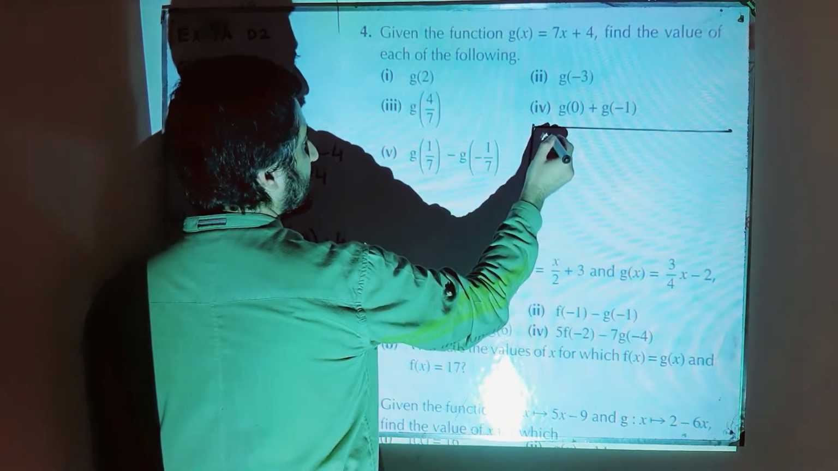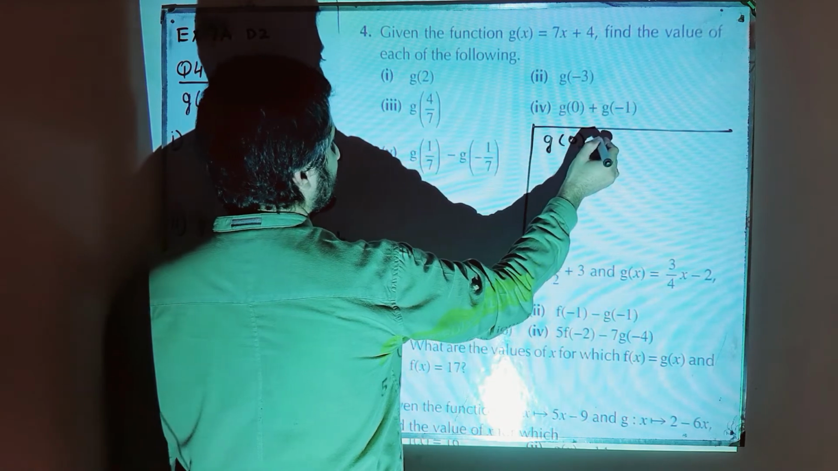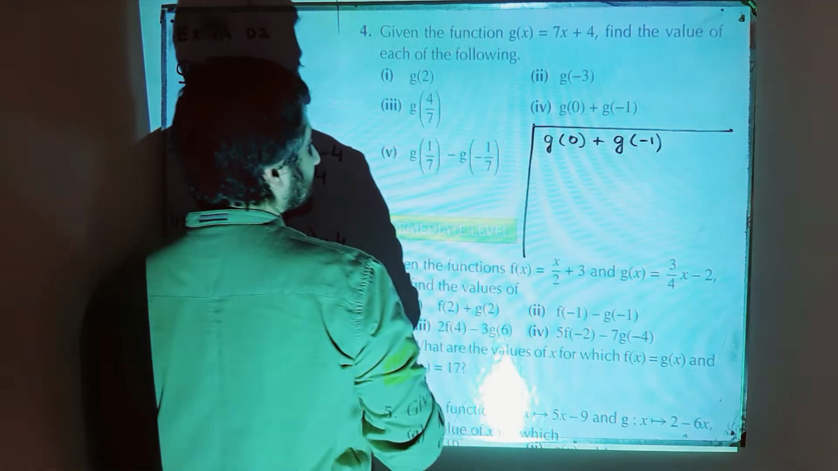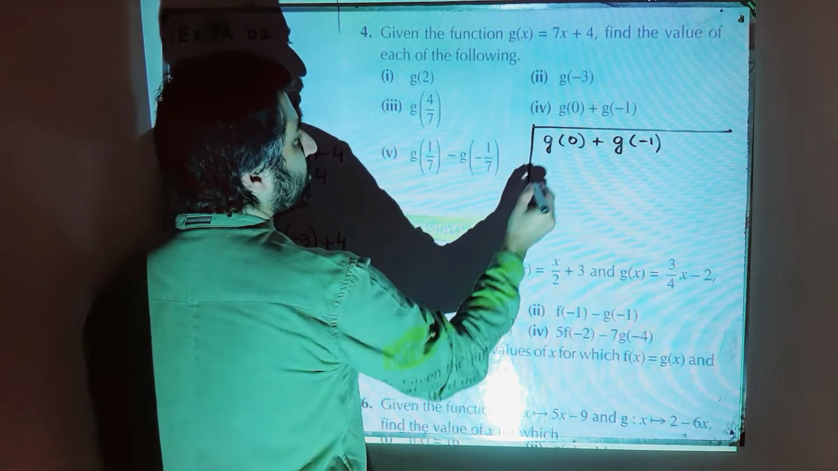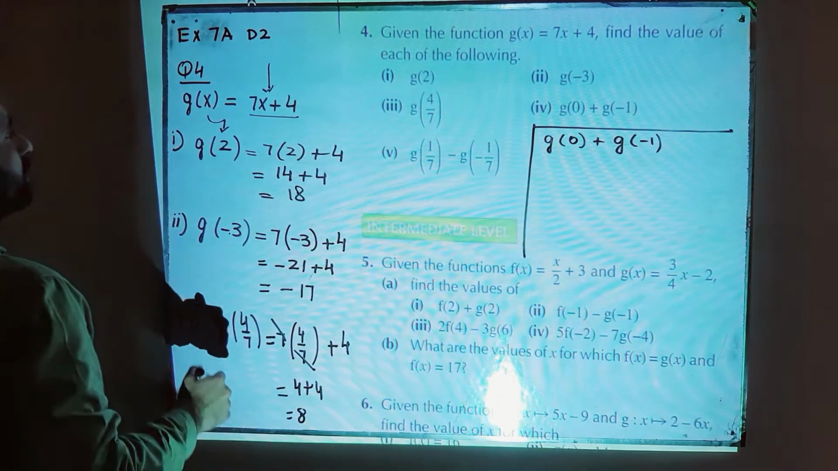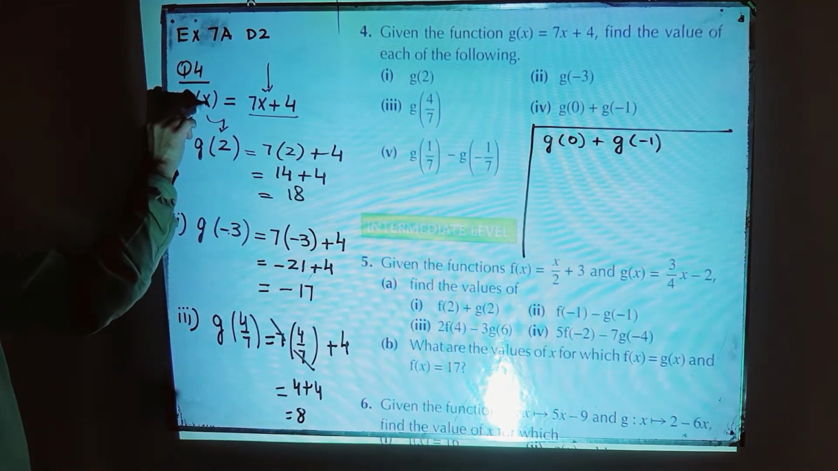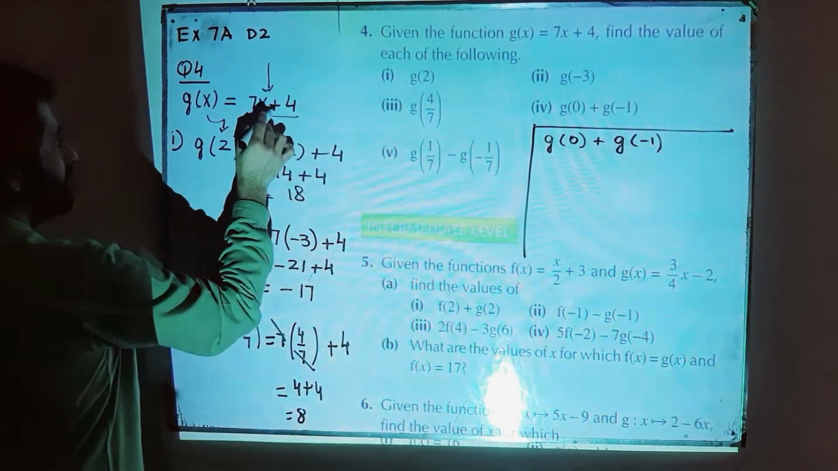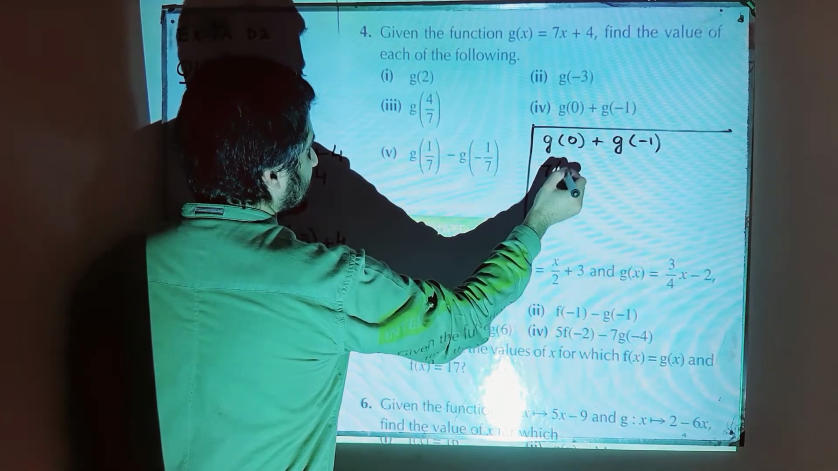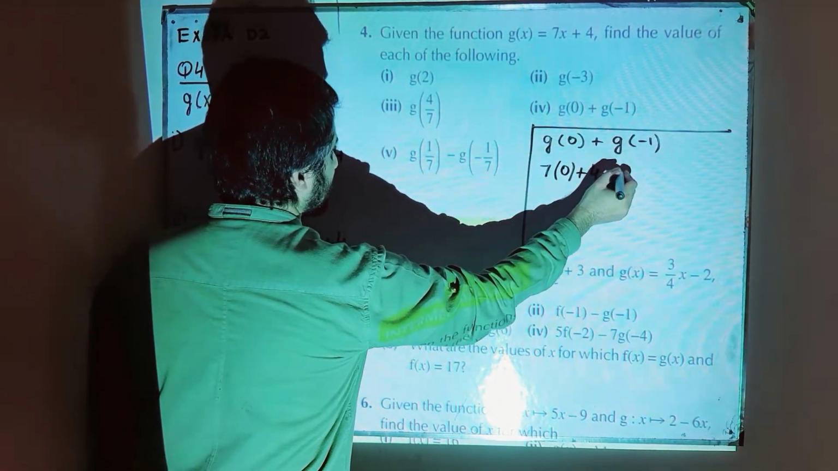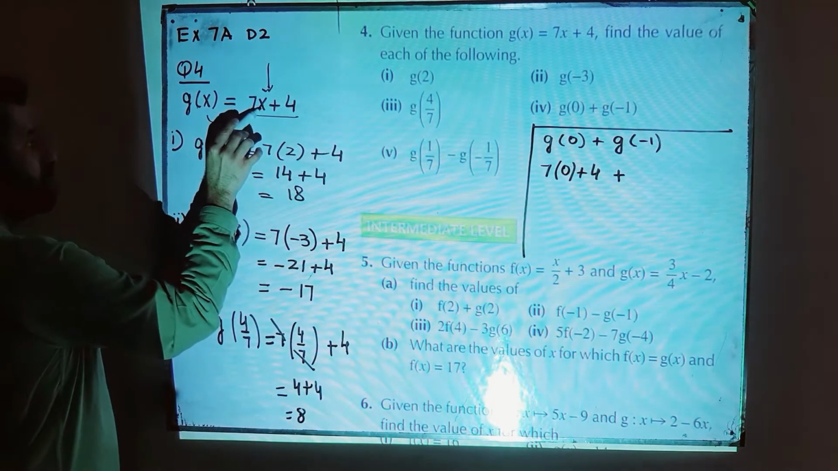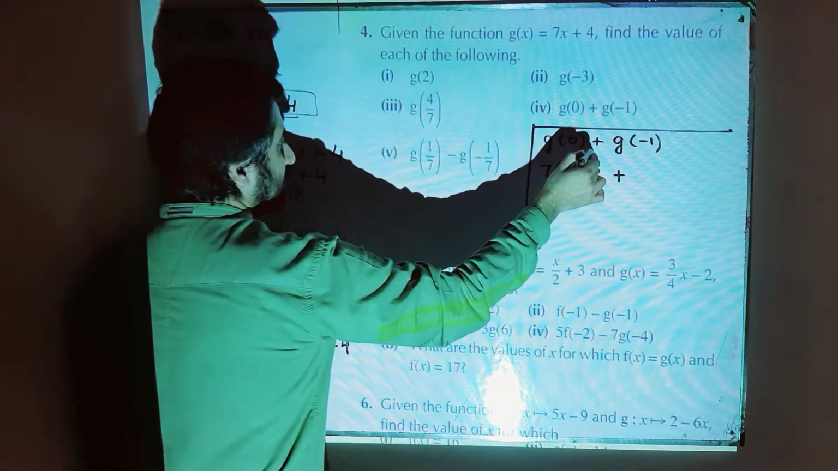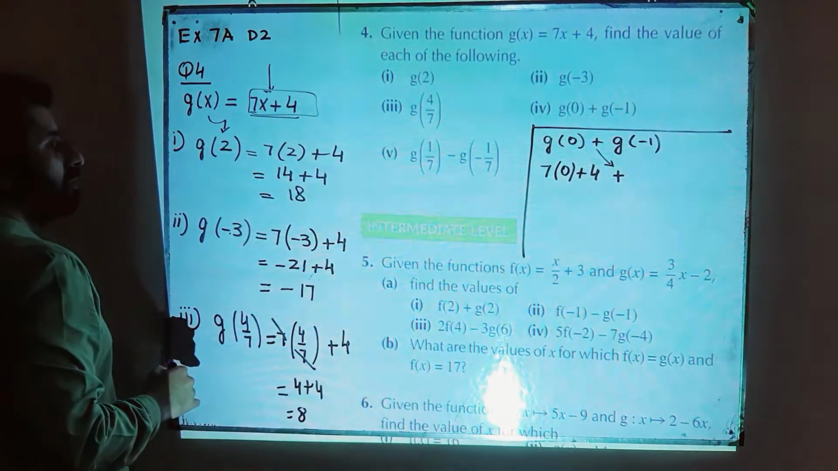Part number 4, value of g(0) plus g(-1). Well, you are going to evaluate, you are going to find the value of your function when x is 0. So when x is 0, 7x plus 4 is 7 into 0 plus 4. I have simply used x equal to 0 over here, and then the sign of addition will be inserted.